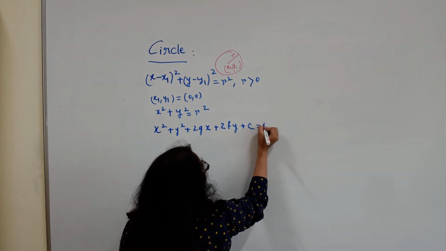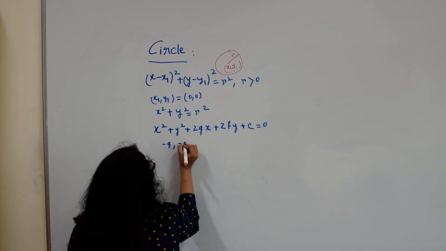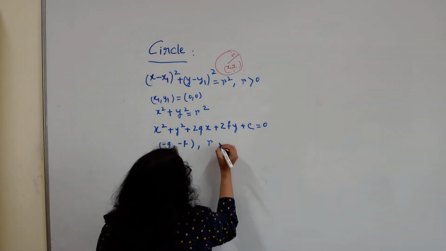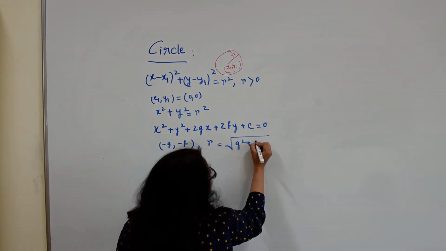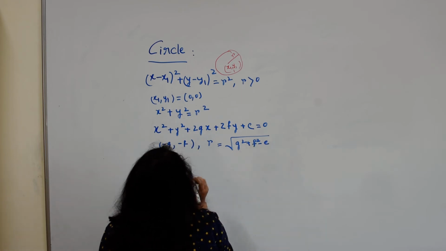Just see. The center of this circle will be (minus g, minus f), and the radius of the circle, which will be positive, will be the square root of (g square plus f square minus c). We always have to remember this equation.